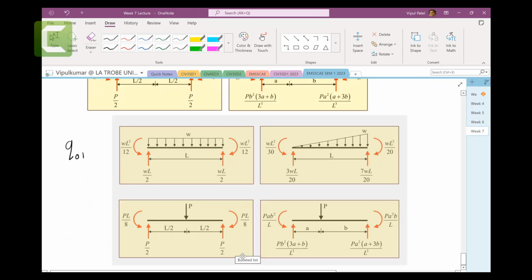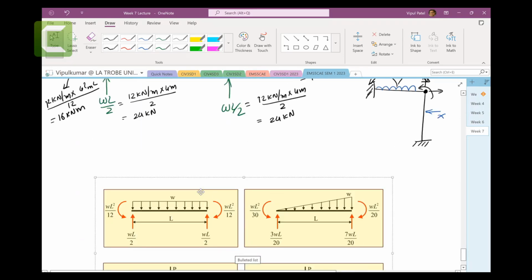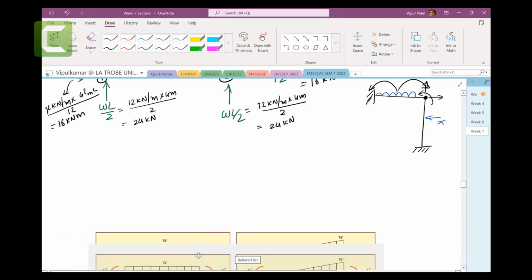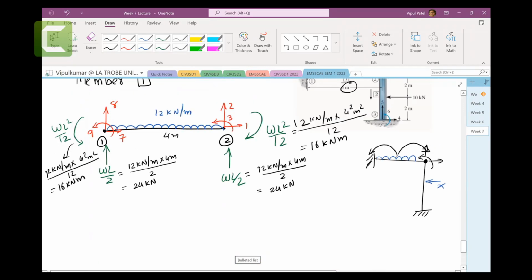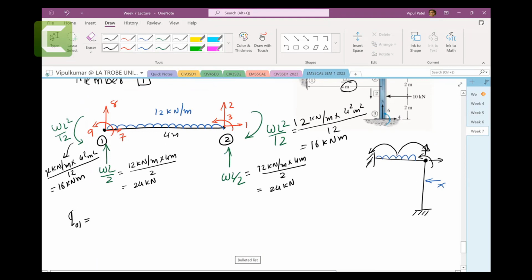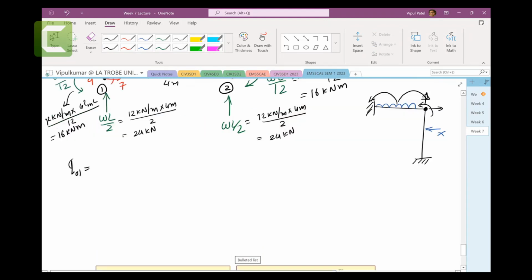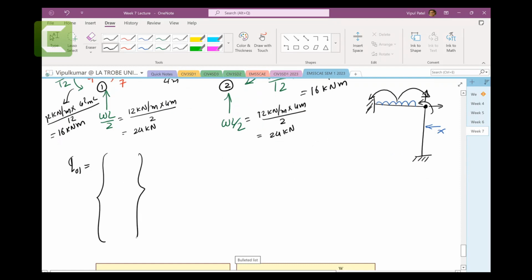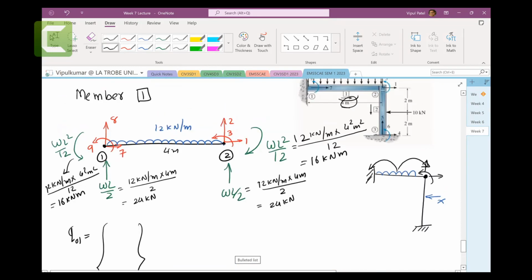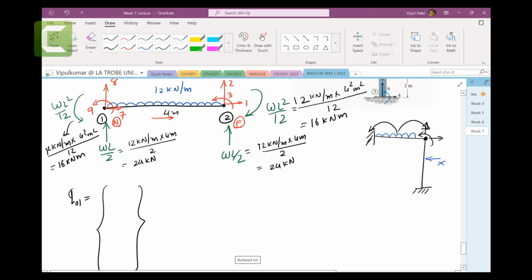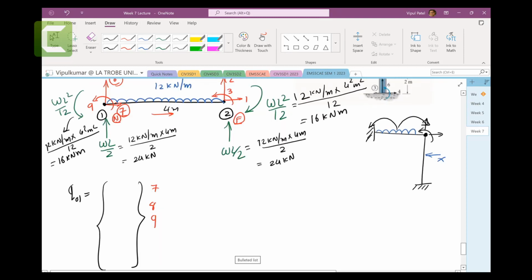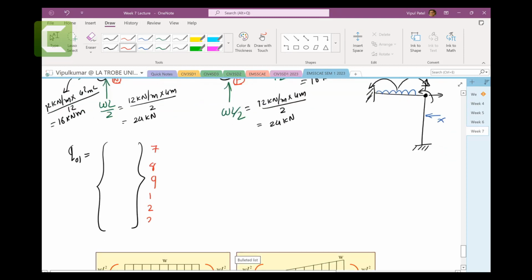Let me get this one a little bit down here, so I can work on the Q0 matrix. So here you have these figures. Q01 equal to, because you can see this arrow is here. This arrow is telling me this is the near node and this one is the far node. So for that case, 7, 8, and 9 are the near node X, near node Y, and near node rotation. And here far node 1, 2, and 3.